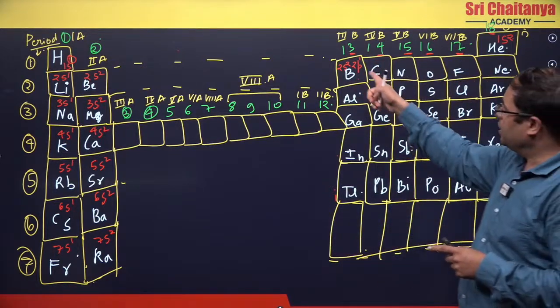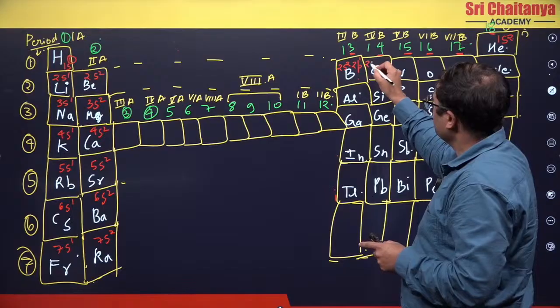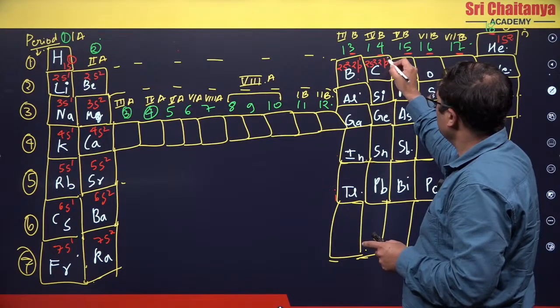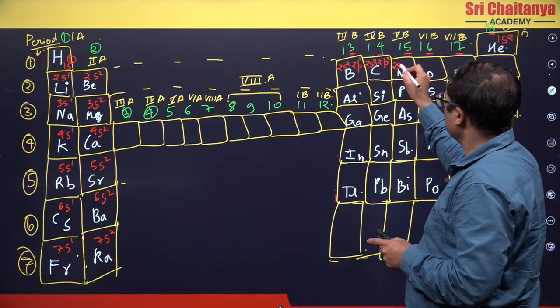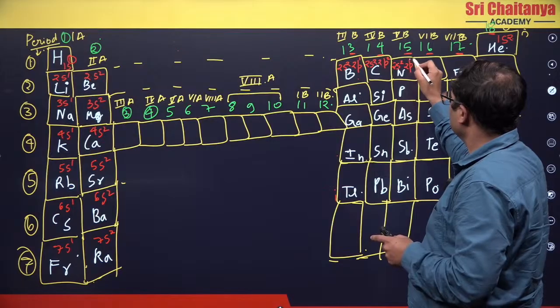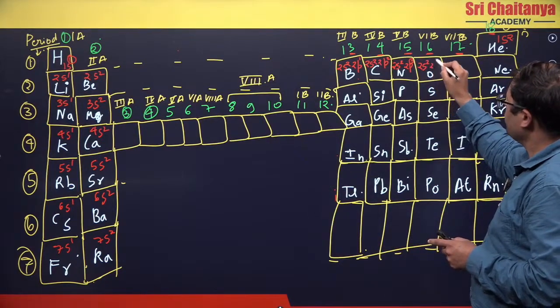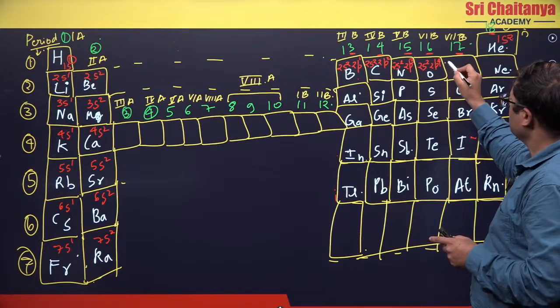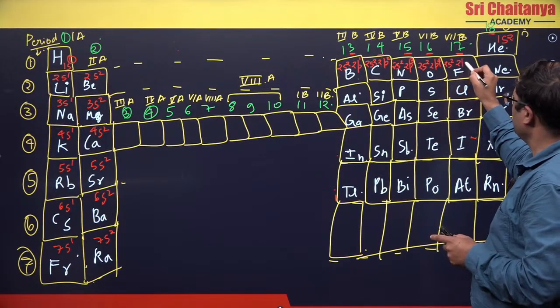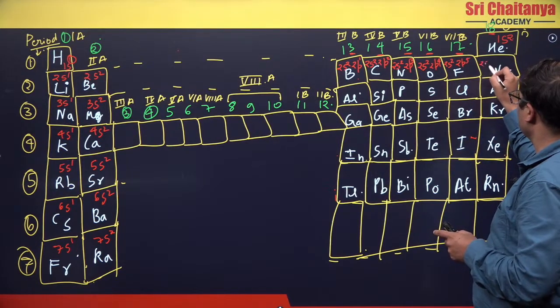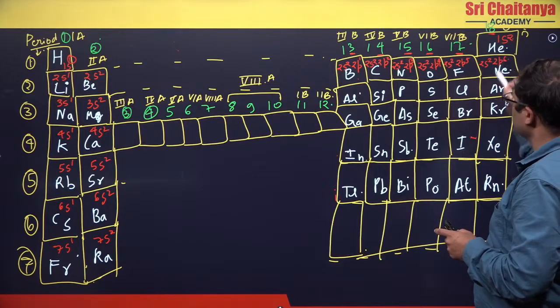The first electron enters in p. Next, 2s2 2p2, 2s2 2p3, 2s2 2p4, 2s2 2p5 and 2s2 2p6.